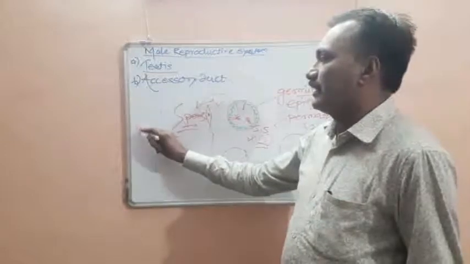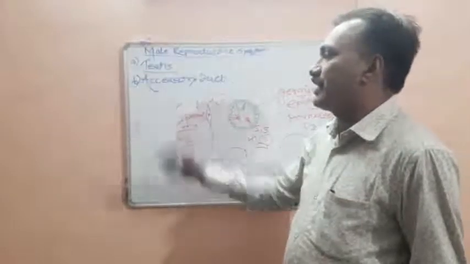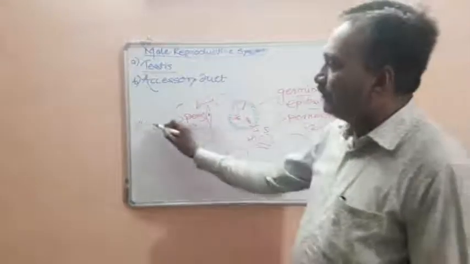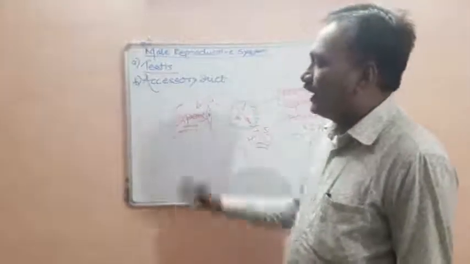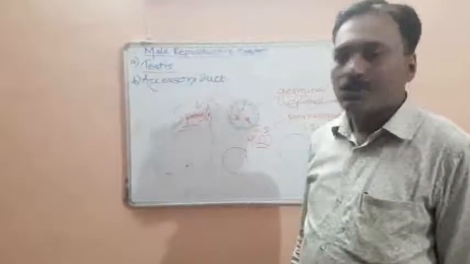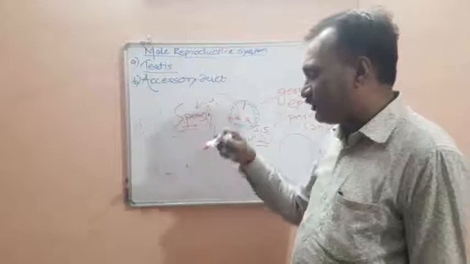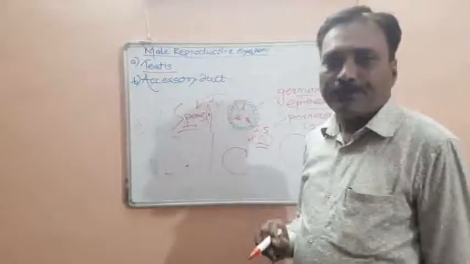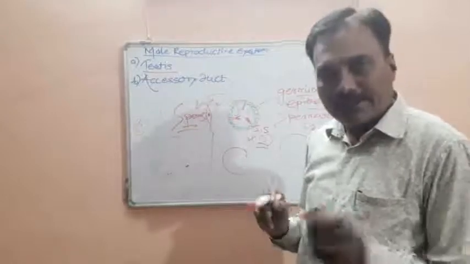Here the testes are there. In the region of the testis, sperms are there. So it requires to carry the sperms from the testis up to the fusion of the female gamete. So to carry the sperms from the testis up to the copulation, it requires the ducts.